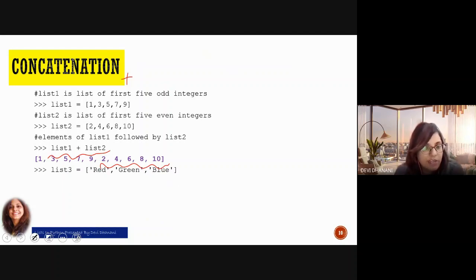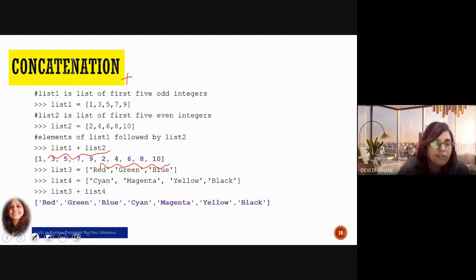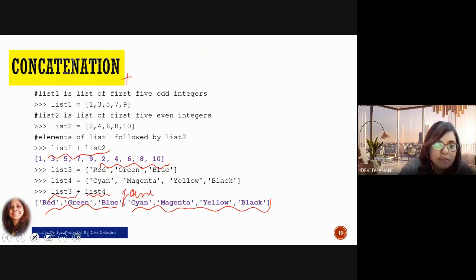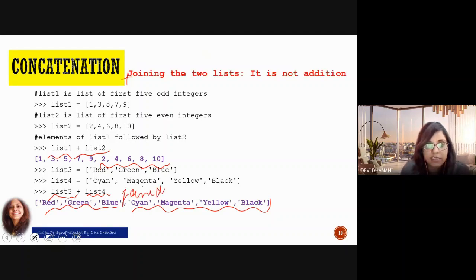Let's take up another example. List 3 consists of elements of different colors, red, green, and blue. List 4 consists of cyan, magenta, yellow, black. Please note here that if we add the two lists, the elements do not change in place. First, the elements of the first specified list will be displayed, and then the elements of the second list, which has been concatenated or joined, will be displayed. So joining the two lists is known as concatenation. It is not addition. So here the plus operator works in a different way.